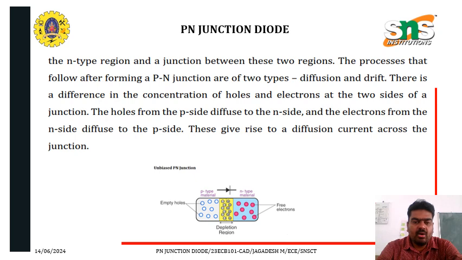There is a difference in the concentration of holes and electrons on the two sides of the junction. The holes from the P side diffuse to the N side, and the electrons from the N side diffuse to the P side. This gives rise to diffusion current across the junction. So this is the unbiased PN junction diode, because there is no external supply to it. So it is called an unbiased PN junction diode, where one side is P-type and the other side is N-type material. In between we have a depletion region.